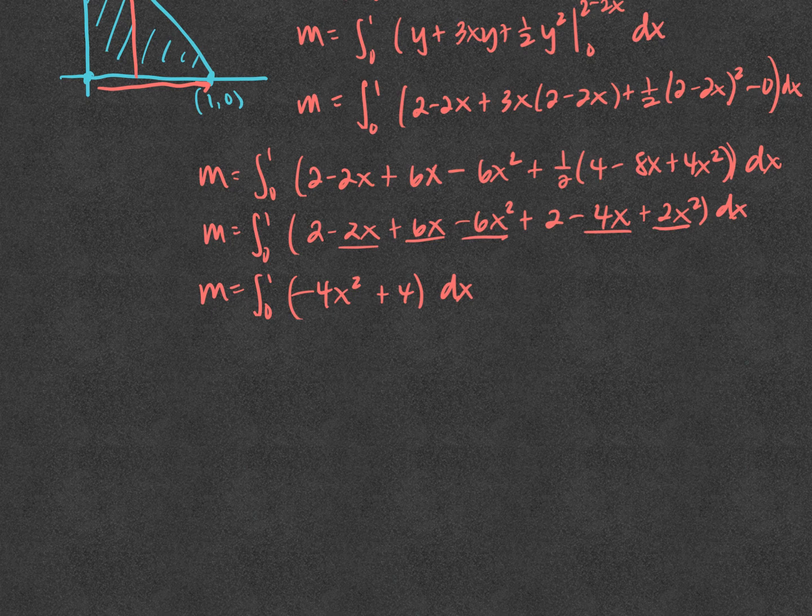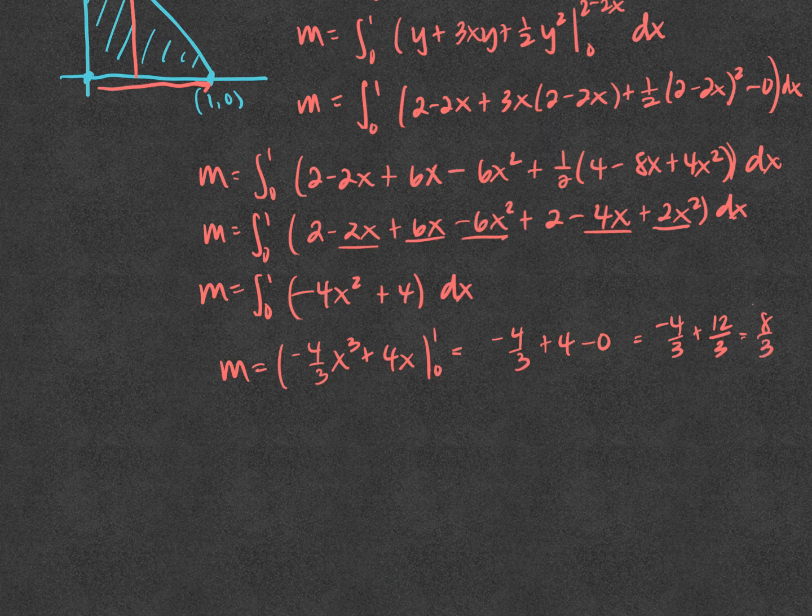So when we integrate, I'm going to keep my m equals to remind me I'm doing math. When we integrate, we get negative 4/3 x to the third plus 4x from 0 to 1. So we get negative 4/3 x to the third plus 4, minus 0 minus 0. So we have negative 4/3 plus 12/3, which gives us 8/3 as our mass. So let's pause there, and our mass is 8/3.